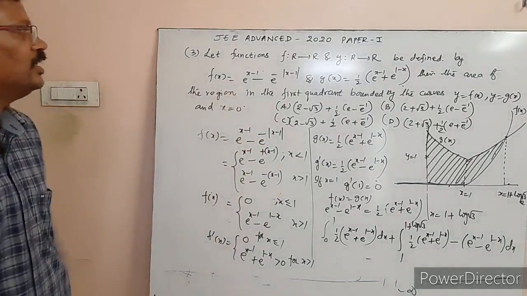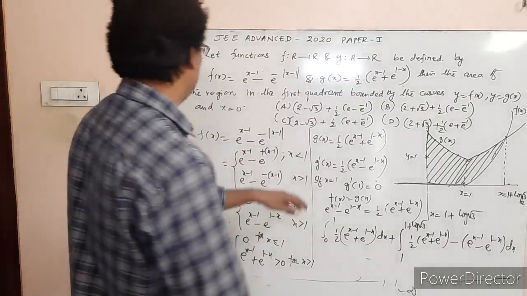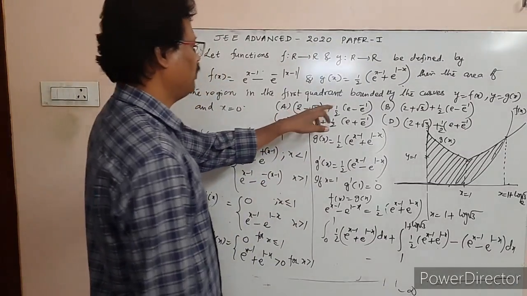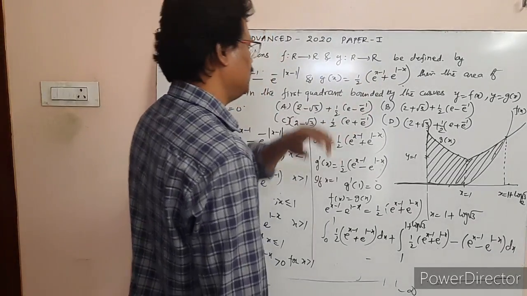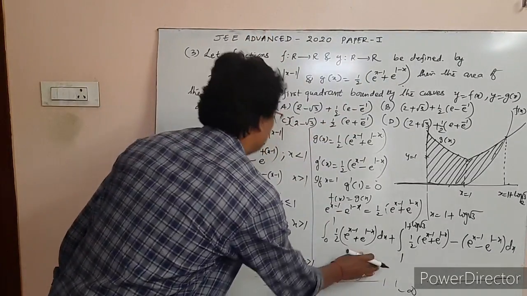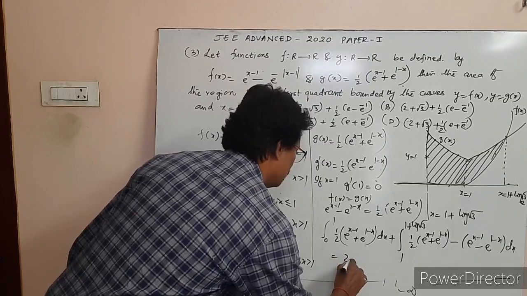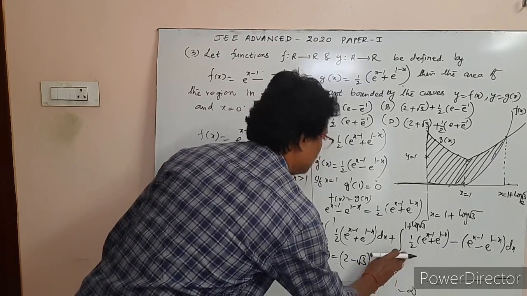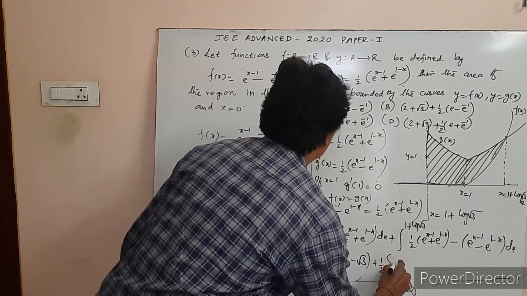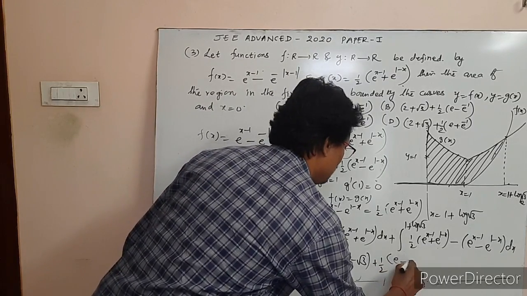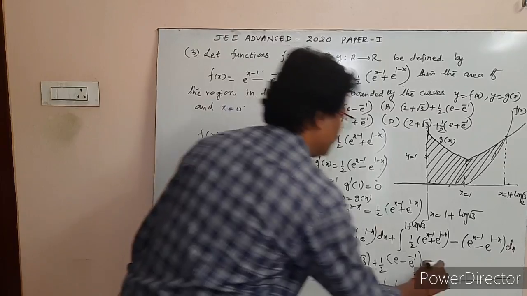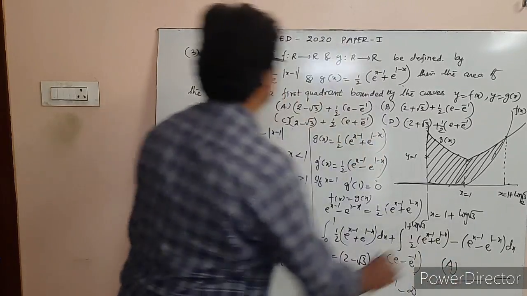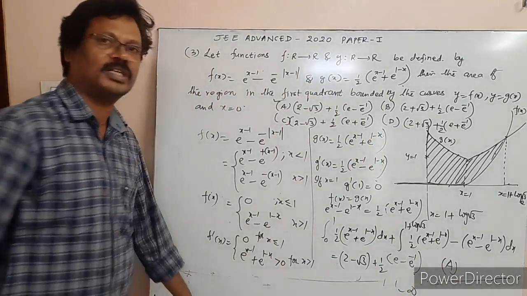Now if we simplify this integral, the answer will be 2 minus root 3 plus 1 by 2 into e minus e^(-1). Therefore, this answer is 2 minus root 3 plus 1 by 2, that will be e minus e^(-1). Therefore option A is correct. Therefore, this option is correct.